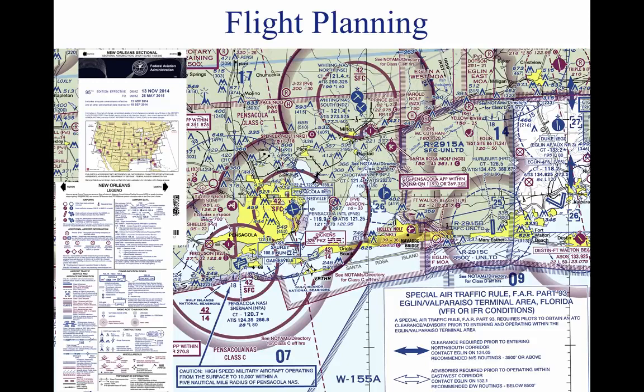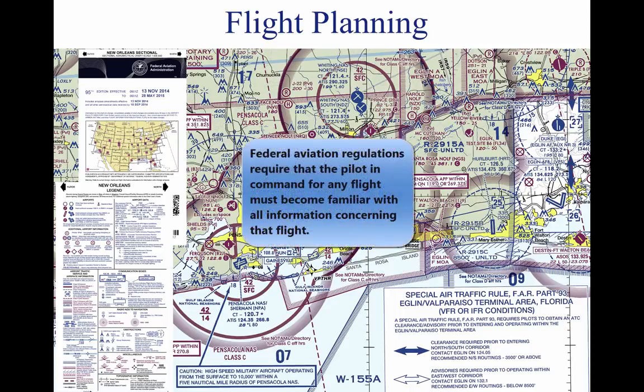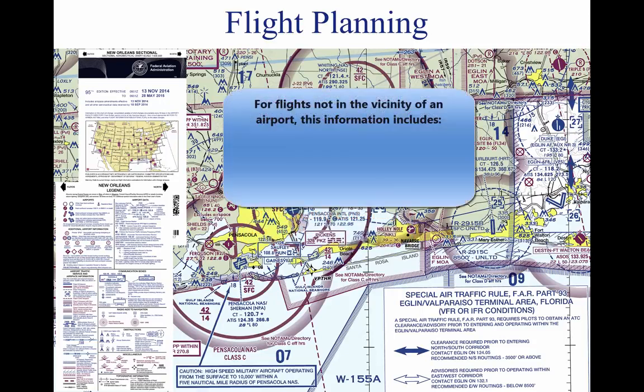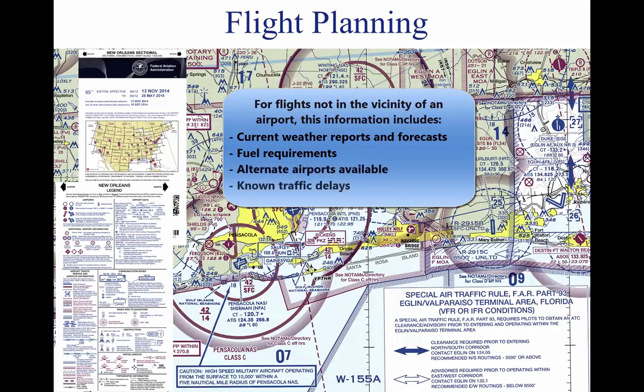Flight planning. Title 14 of the Code of Federal Regulations Part 91 states, in part, that before beginning a flight, the pilot in command of an aircraft shall become familiar with all available information concerning that flight. For flights not in the vicinity of an airport, this must include information on available current weather reports and forecasts, fuel requirements, alternatives available if the planned flight cannot be completed, and any known traffic delays of which the pilot in command has been advised by ATC.